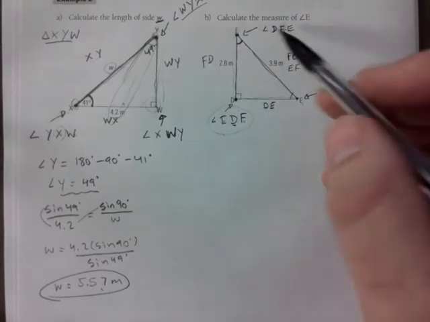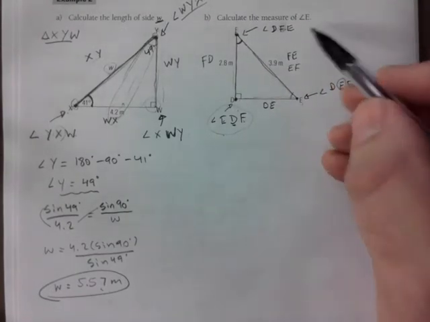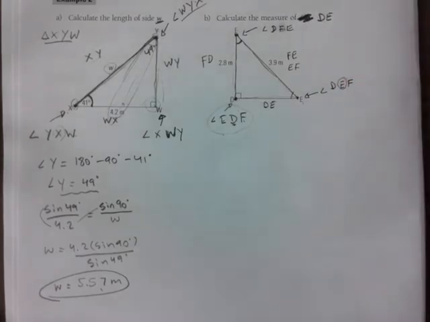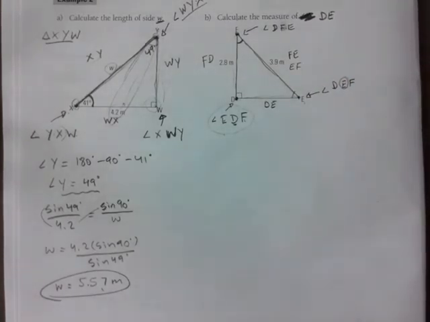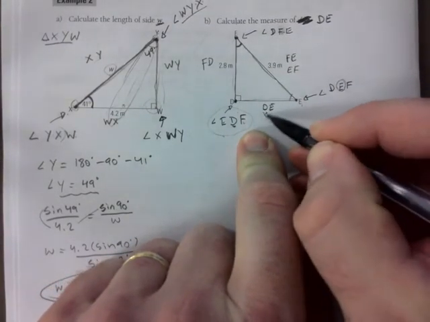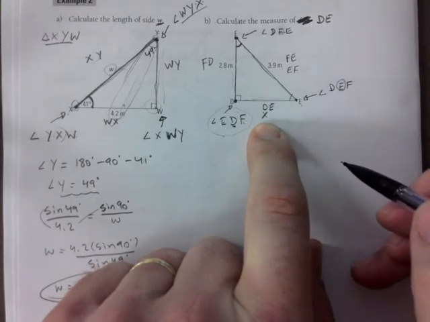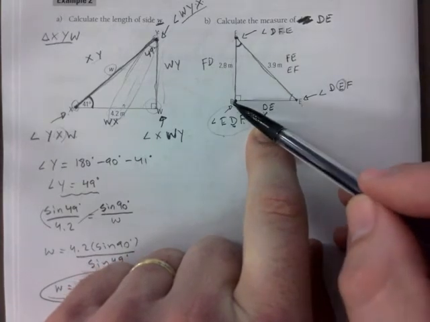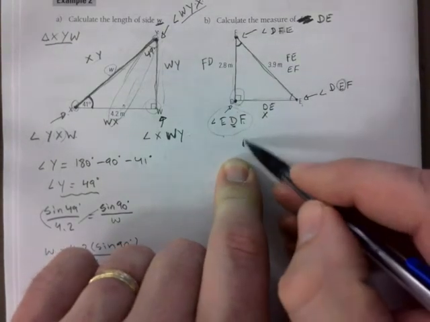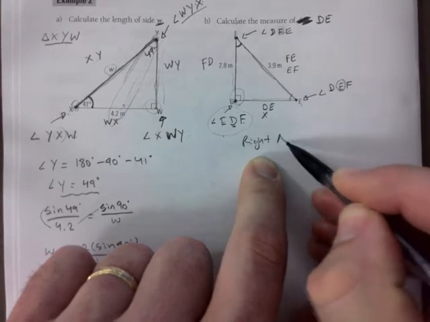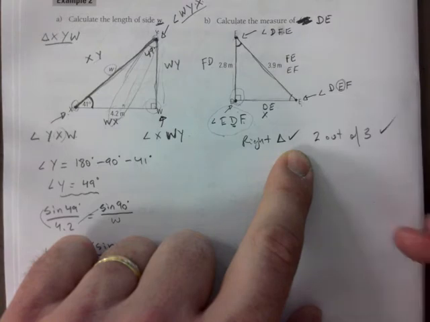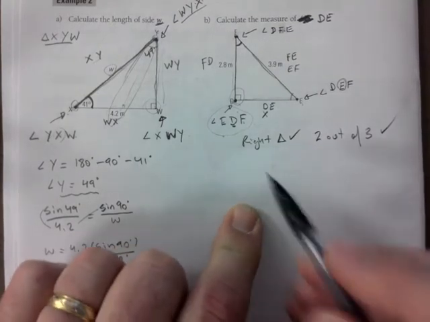Let's do this one here. I'm going to ask you to change this. Calculate the measure of DE. DE, where is DE? It's right here. We're going to call that X. Okay. So you should notice it's a right triangle. We've got 2 out of the 3 sides. Okay. Right triangle, check. 2 out of 3, check. Pythagorean theorem.